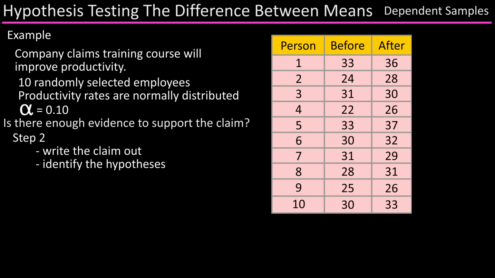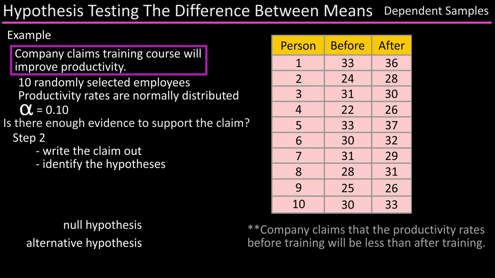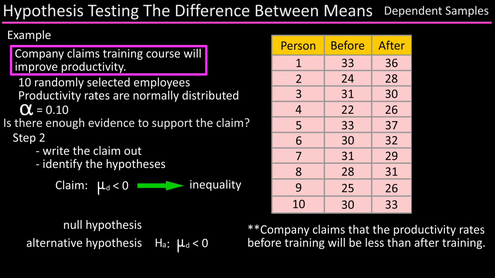Step 2 is to write the claim out and identify the null and alternative hypotheses. The company is claiming that the productivity rates before training will be less than productivity rates after training. So the claim is that mu sub d is less than 0. And we know the alternative hypothesis contains a statement of inequality, so h sub a is mu sub d is less than 0. The null hypothesis is the complement of the alternative hypothesis and contains a statement of equality, so h sub 0 is mu sub d is greater than or equal to 0.